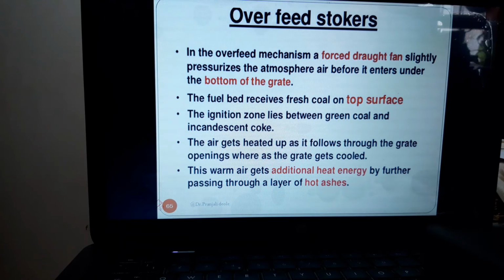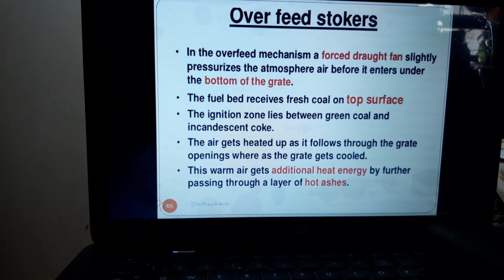These automatic stokers are classified as overfeed stokers and underfeed stokers. In overfeed stokers, the coal is fed into the grate above the point of air admission, and in case of underfeed stokers, the coal is admitted into the furnace below the point of air admission. So this is the major difference between underfeed stokers and overfeed stokers. So let's talk about the overfeed stokers in detail.